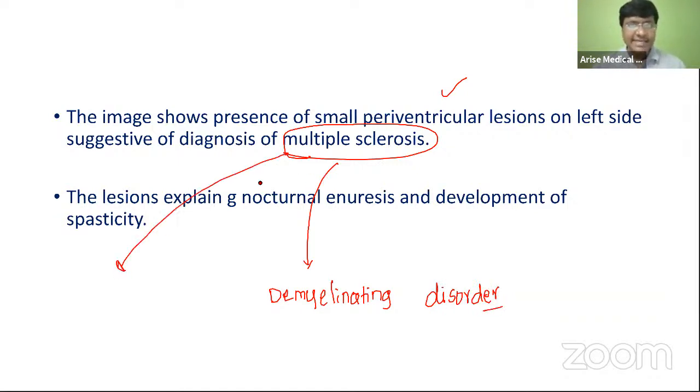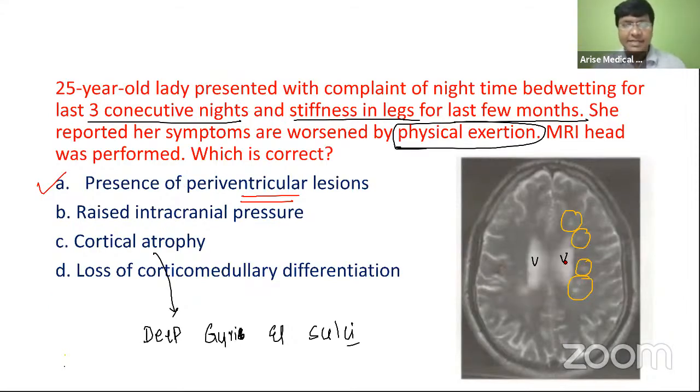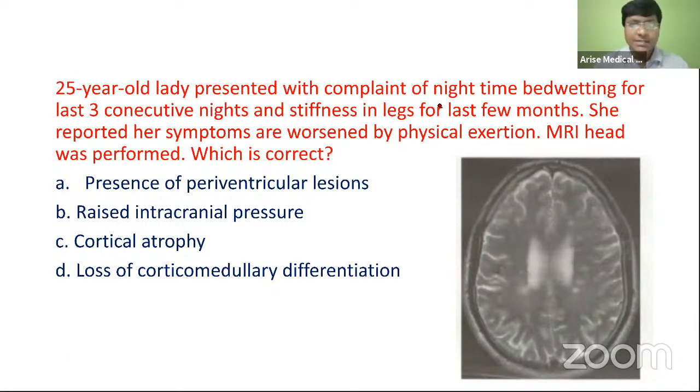And what exactly is the shape of these particular lesions? We give a characteristic name called Dawson's fingers. That is characteristically seen in case of multiple sclerosis. These lesions in the periventricular area will explain the bedwetting, and they will explain the spasticity in the legs. So this is a classical case of multiple sclerosis.